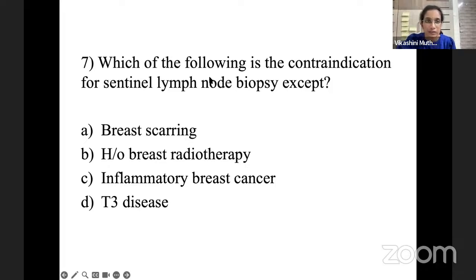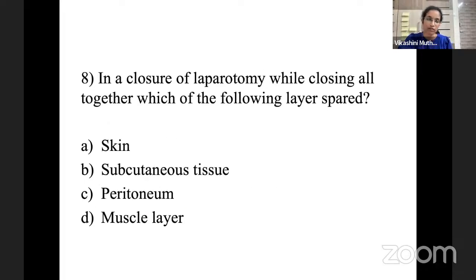So coming back to the question, which of the following is not a contraindication for sentinel lymph node biopsy? Scarring is a contraindication. Breast radiotherapy is a contraindication. Inflammatory breast cancer is again a contraindication. T3 is not a contraindication, because if you are suspicious of a sentinel lymph node that is not clinically present, then you definitely have to go for it, right? So T3 is not a contraindication.